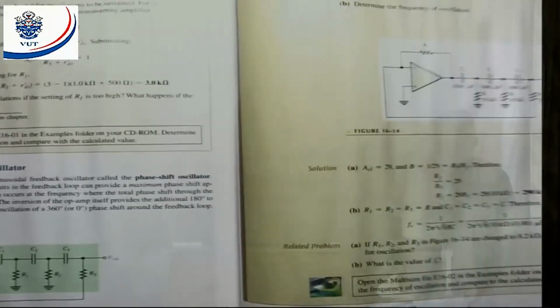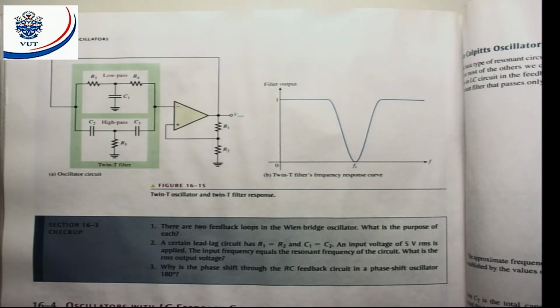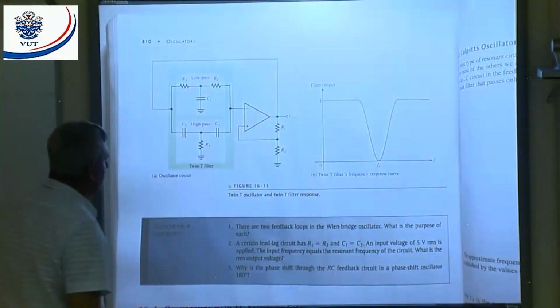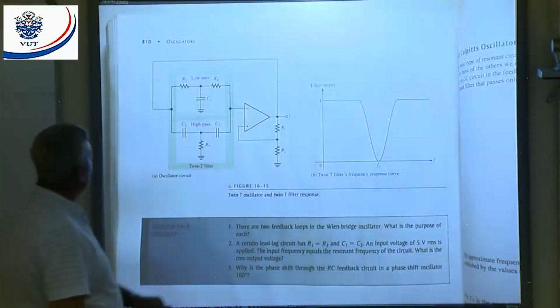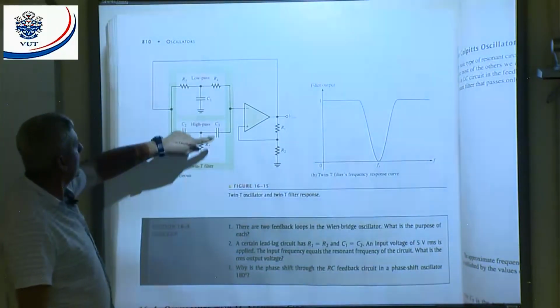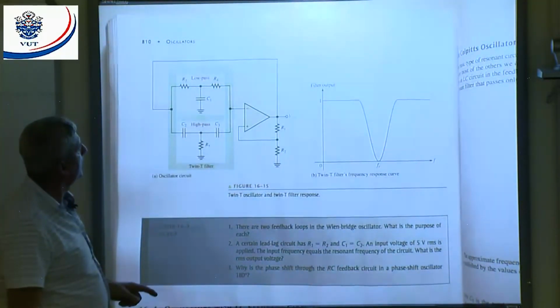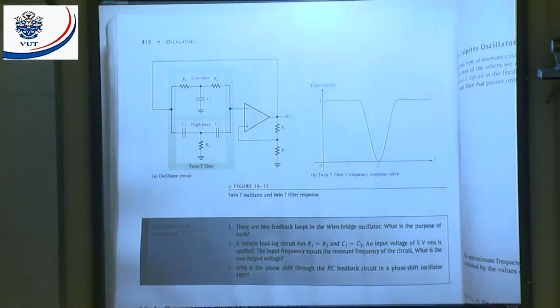The twin-T oscillator. This basically forms what? A band attenuation filter with my resonant frequency. That means that part is a low-pass filter. This is a high-pass filter. Why do they call it a T-type of filter? Because it's like a T. And the response of that will be a band attenuation filter with my resonant frequency.